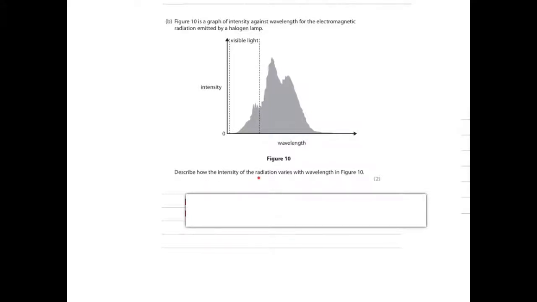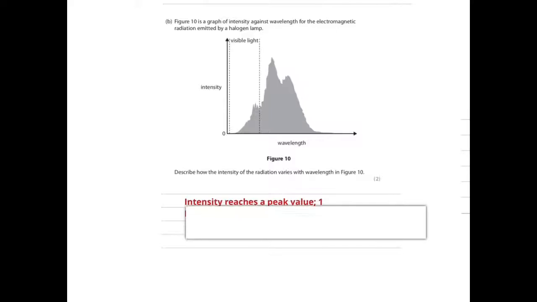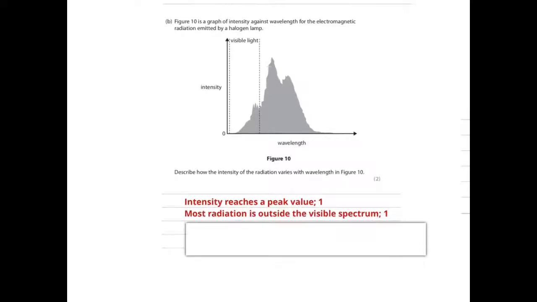Describe how the intensity of the radiation varies with wavelength in figure 10. So this is a bit tricky because there's not a nice obvious pattern. It goes up and down, up and down. So actually what you can say is there's multiple peaks, and most of the radiation emitted is outside of the visible range. So intensity reaches a peak value. You can see there's a peak over here, and most radiation is outside the visible spectrum. Remember, they've given you this for a reason, so do use what's in the graph to your advantage.